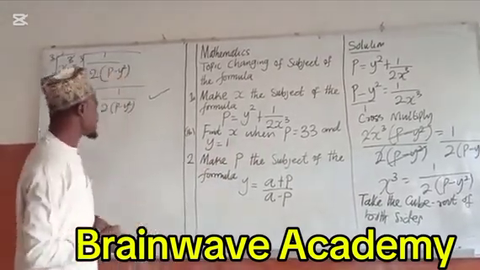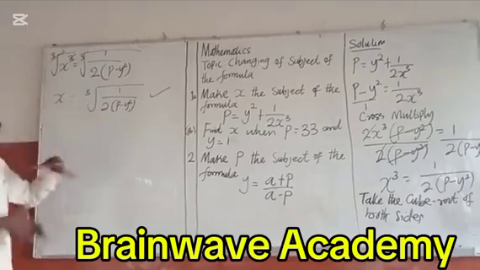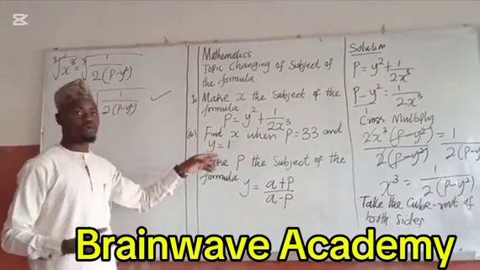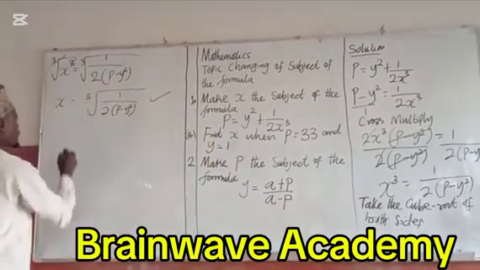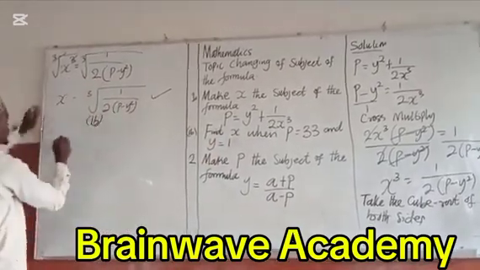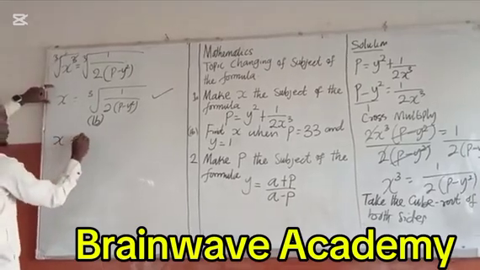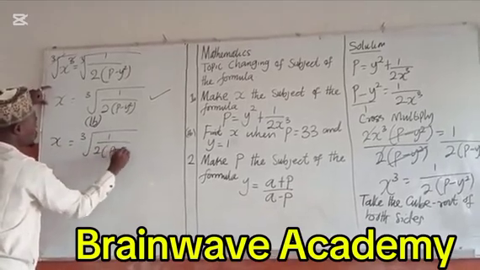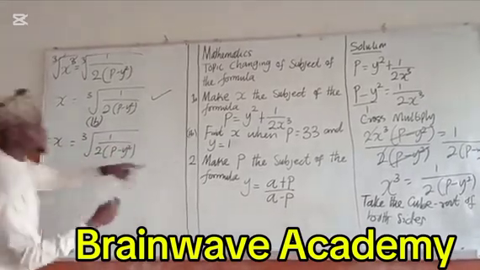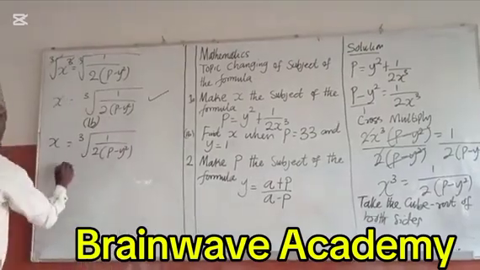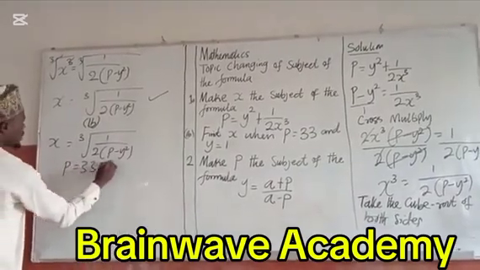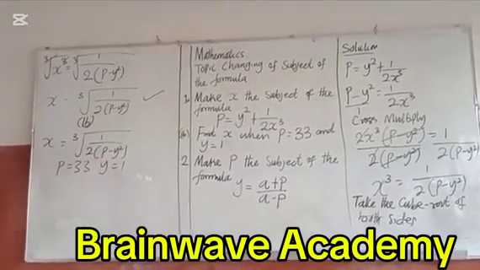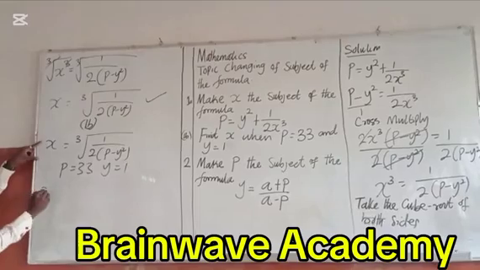The next thing you should do is that, already we have S with this. All we need to do is substitute. Whenever you see P, we put 33. Whenever we see Y, we put 1. For 1B, we have to rewrite this again: S is equal to cube root of 1 all over 2 open bracket P minus Y square. So P is given as 33 and Y is equal to 1. So anywhere we see P, we put 33. Anywhere we see Y, we put 1.